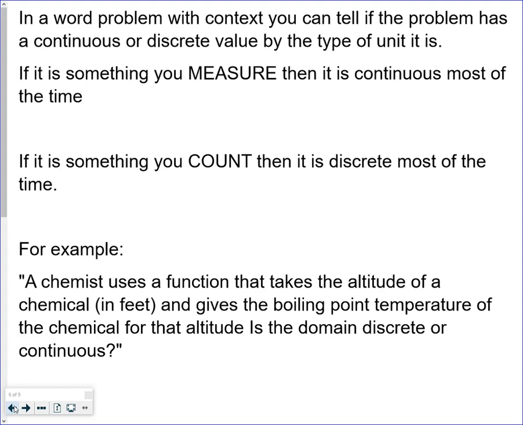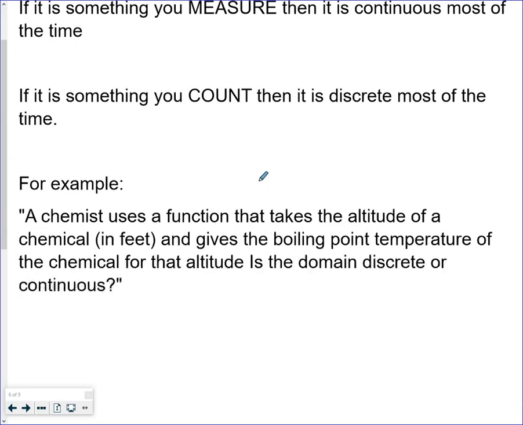Whereas continuous would be something like measuring the speed of a person or the speed of a car, because you can go 3.5 miles per second or 65.647 miles per hour. So continuous is something you measure that can include decimals and fractions. Discrete is something you count. So let's see some examples here.